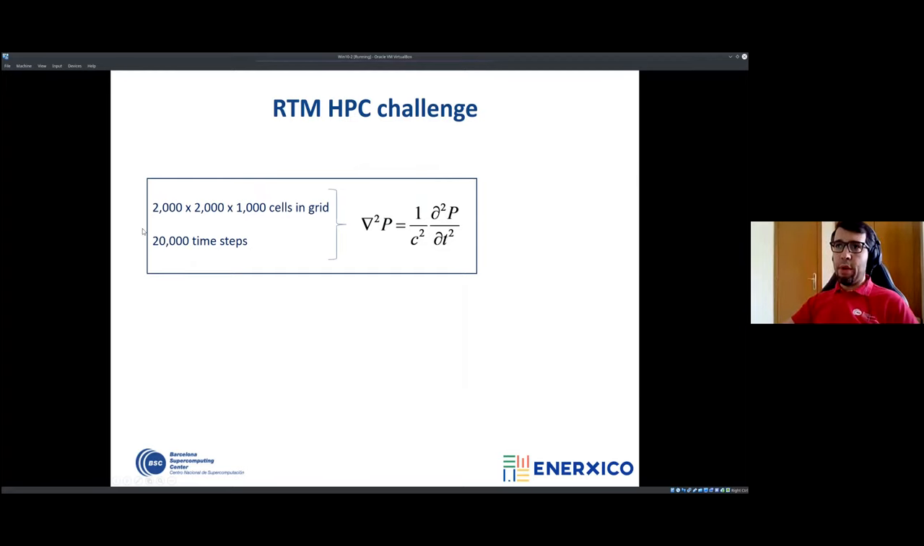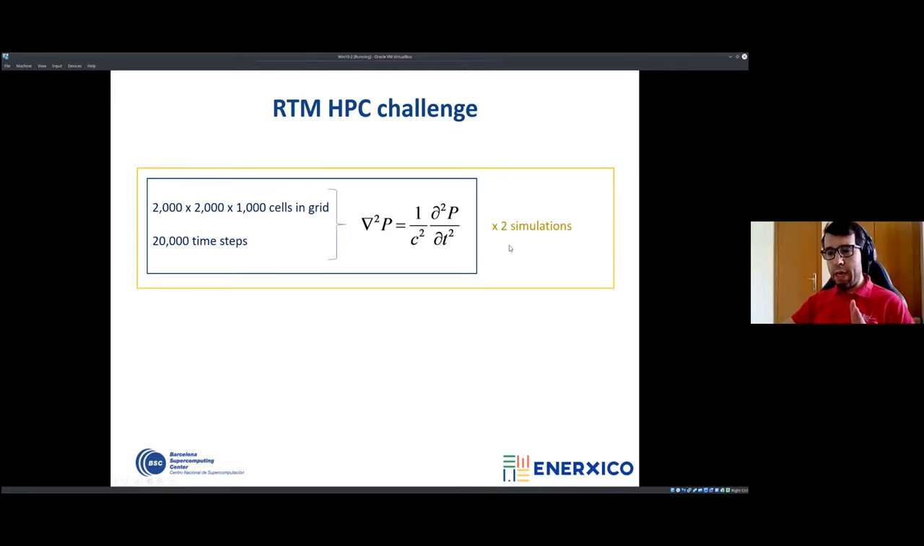And we're going to run this for about 20,000 time steps. This is a very high frequency simulation, but these are the things that we can do nowadays. Which means we're going to solve this equation, a very simple equation relating pressure and velocity of propagation of waves. It's the linear acoustic wave equation. We're going to solve this in 3D for each of these cells and time steps.